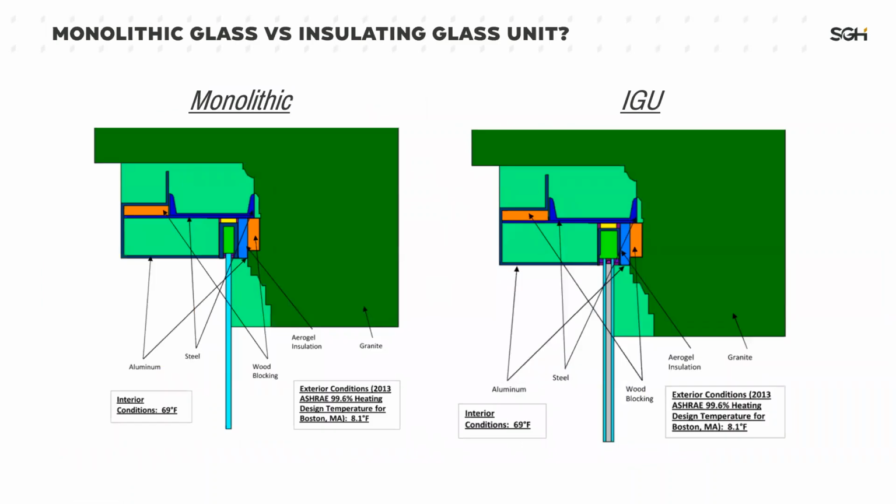Okay. The main question for this project was whether to use monolithic glass or an insulating glass unit. So our role was to figure out what the condensation risk would be for each of these options. On the left, you can see our THERM model for monolithic glass. It's just a single pane of glass. And on the right, you can see it for an IGU. And that IGU has 2 panes of glass and a layer of air and argon in between. For both cases, we assumed interior conditions of 69 degrees Fahrenheit and exterior conditions at the ASHRAE 99.6 heating design dry bulb temp for Boston, which is 8.1 degrees Fahrenheit.